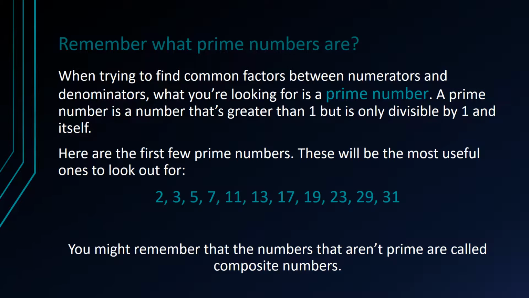First, let's try and remember what prime numbers are. When trying to find common factors between numerators and denominators, what you're looking for is a prime number. A prime number is a number that's greater than 1 but is only divisible by 1 and itself. Here are the first few prime numbers. These will be the most useful ones to look out for. You might remember that the numbers that aren't prime are called composite numbers, so they're all the other ones.